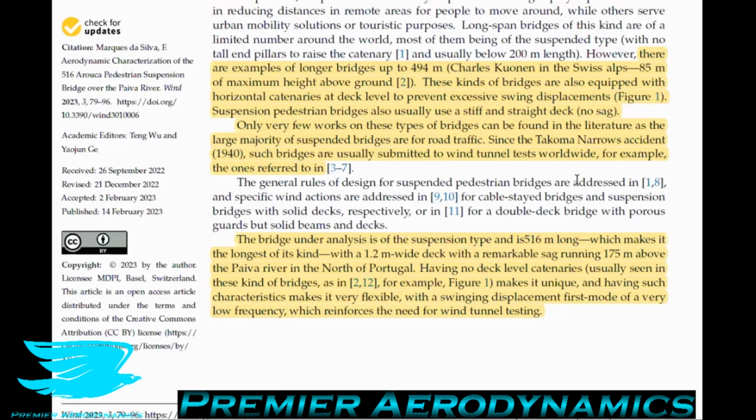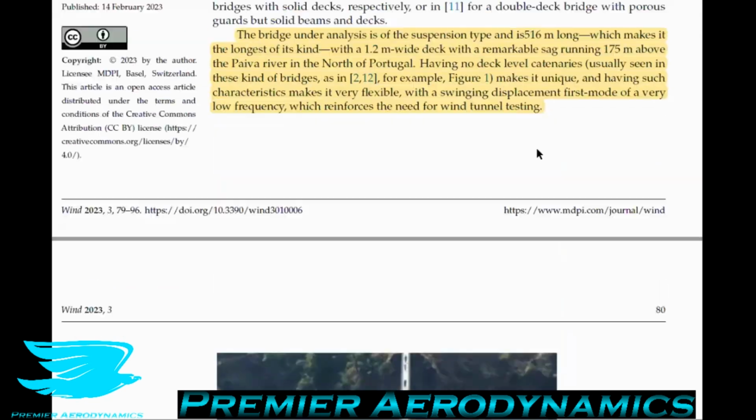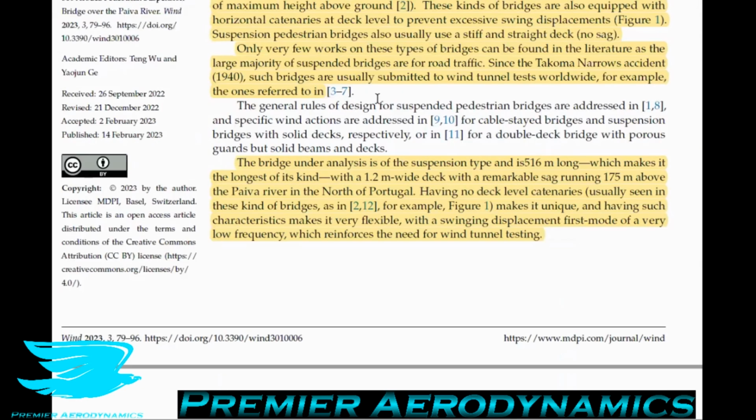They say here that suspension pedestrian bridges usually use a stiff and straight deck. So hopefully no sagging. However, this picture looks like there's some sagging, or maybe it's just made to look like that. I'm not too sure. They say only very few works on these types of bridges can be found in the literature, as the large majority of suspension bridges are for road traffic. Since the Tacoma Narrows accident, such bridges are usually submitted to wind tunnel tests worldwide. For example, the ones referred to in some references in this paper.